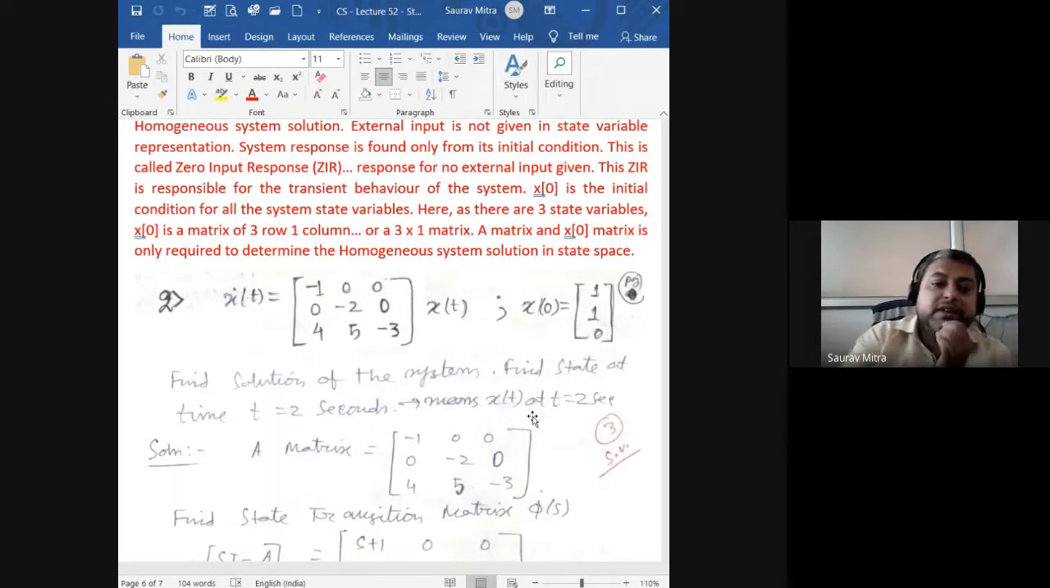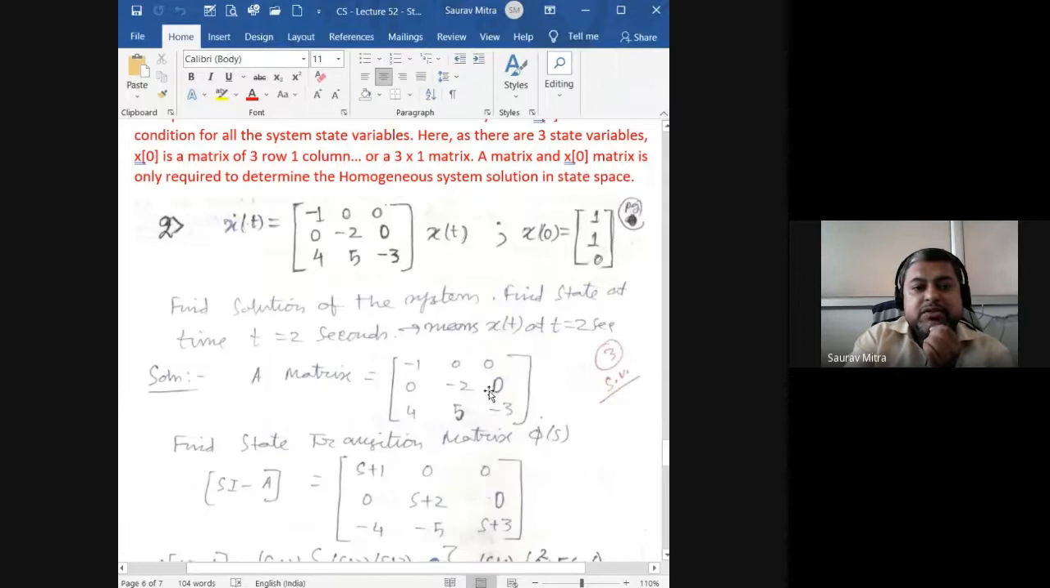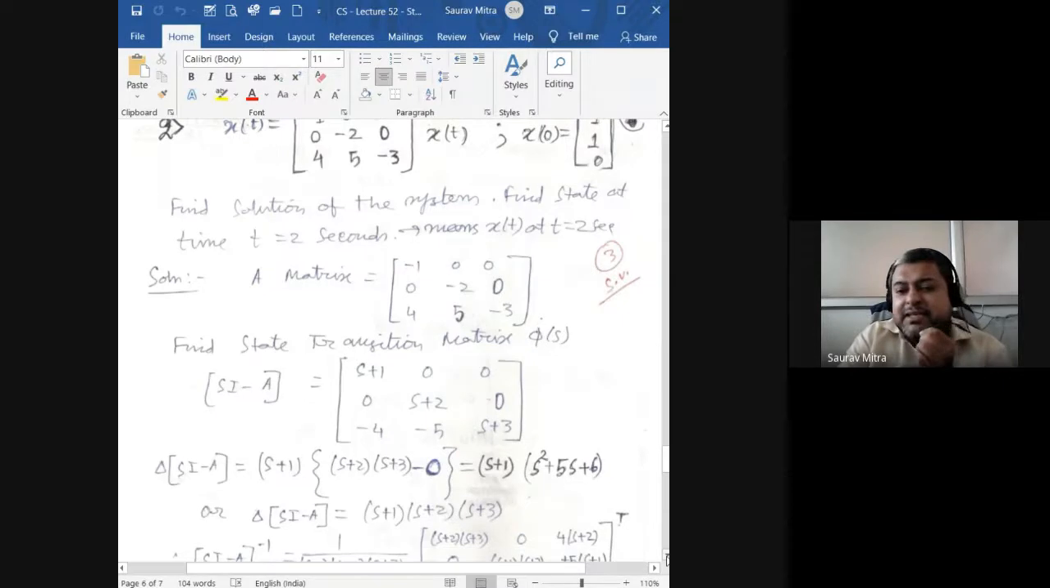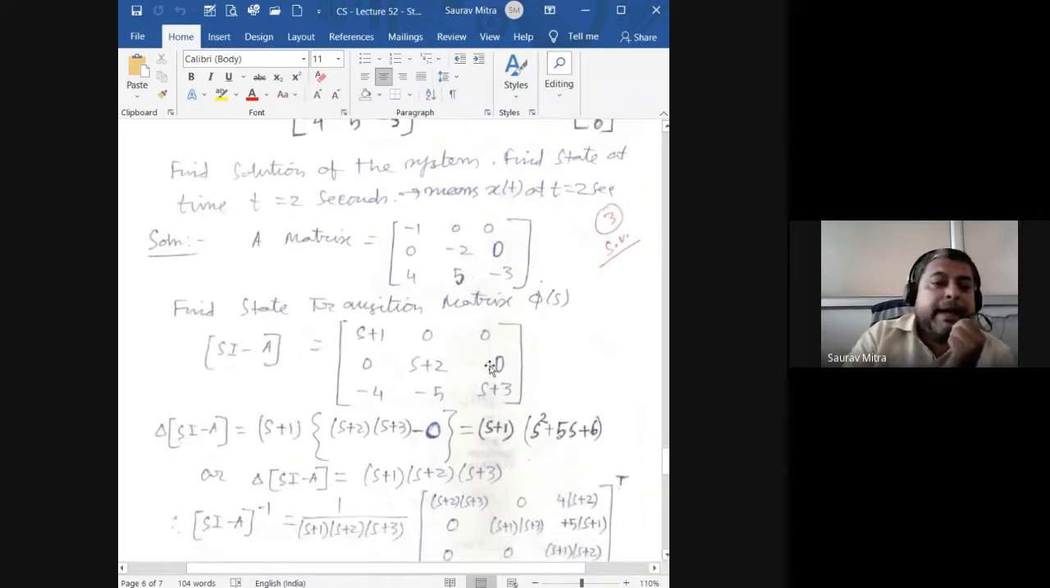Let us find out first the state transition matrix. The A matrix is given as -1 0 0, 0 -2 0, 4 5 -3. I'm sorry, this is a little faint, but I think it is visible. So what is next? Find sI minus A. sI is going to be a 3 by 3 matrix, because the A matrix is 3 by 3. So now you are finding sI minus A, there is a matrix, and find delta. So delta is s plus 1, s plus 2, s plus 3.